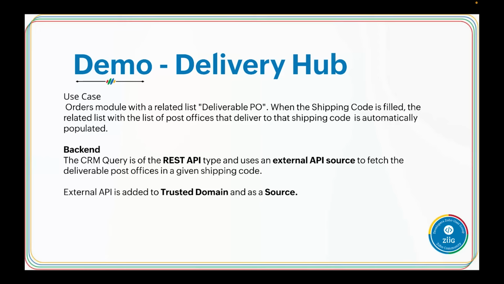Because we're using a REST API type, we have to add this to trusted domain and also as a source. So every time a record is created in the orders module or the shipping code is entered, the query runs in the background, makes an API call to the external source, and gets the list of deliverable post offices for that shipping code.